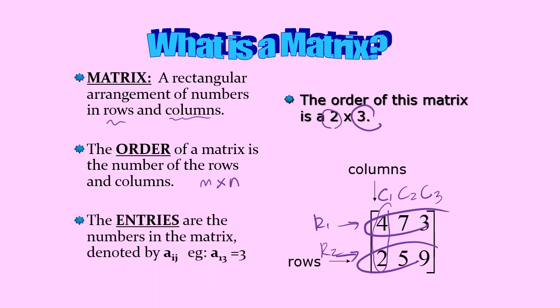The entries are the numbers in the matrix denoted by Aij, where i and j depend on the position of the row and the column. For example, for this example matrix, we have A1,3, which means the row number is equal to 1 and the column number is equal to 3. So row 1, column 3. The element is 3.